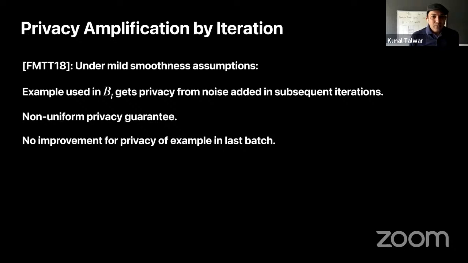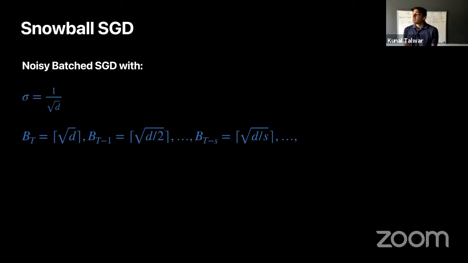But here's a way to combine the two ideas we saw and get an improved result. We saw two ways of reducing the noise. The first idea was to use batching. That helps reduce the noise, but it costs me in sample complexity and runtime. The other idea is to use privacy amplification by iteration, which helps reduce the noise as far as the first example is concerned, but not really for anyone in the last batch. So Snowball SGD basically combines these two ideas.